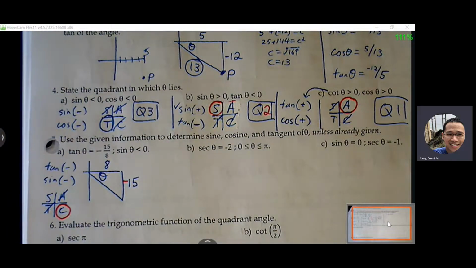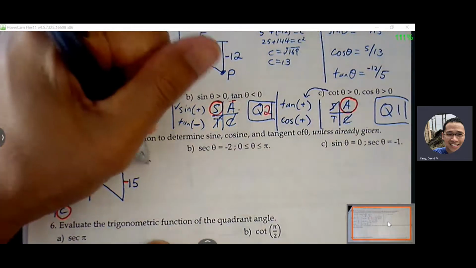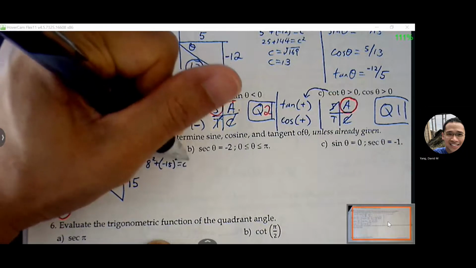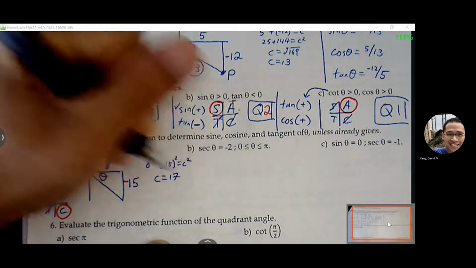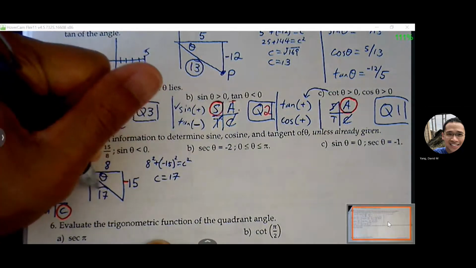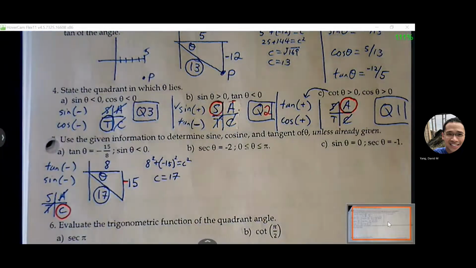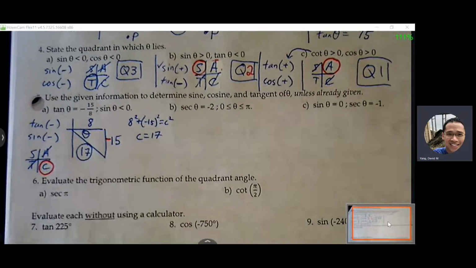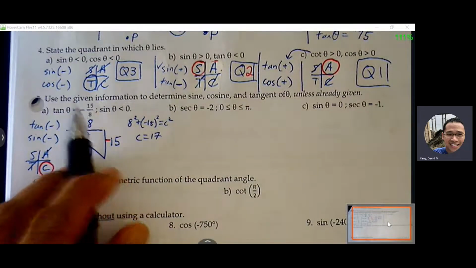Okay, Pythagorean theorem will get you to your hypotenuse. It says determine the sine and cosine and tangent. It already tells us what tangent is, so we should find sine and cosine.